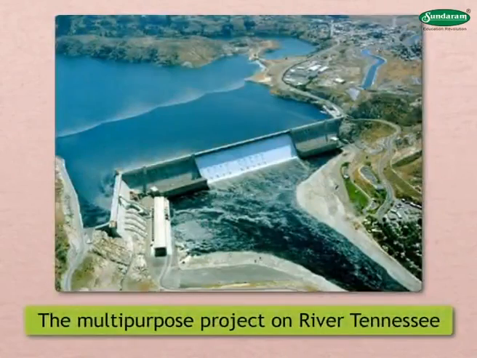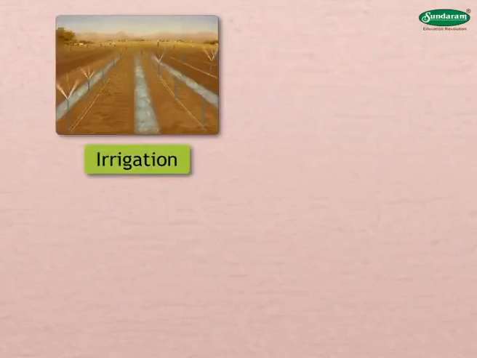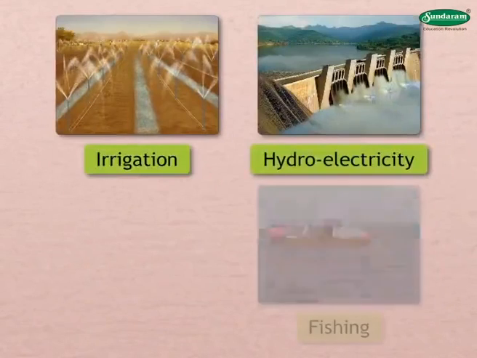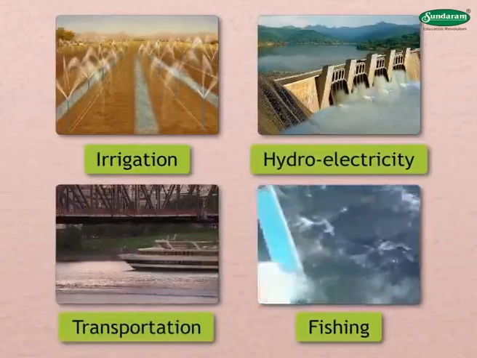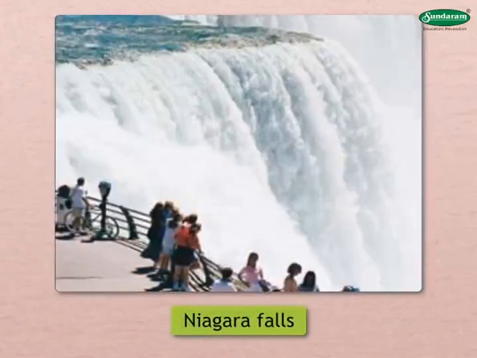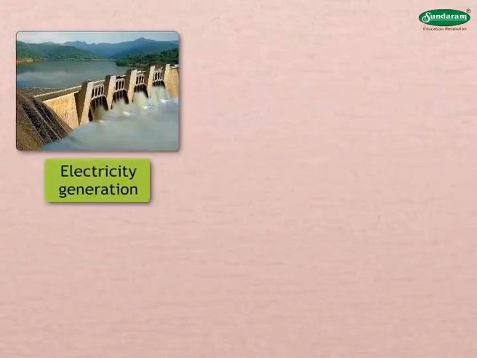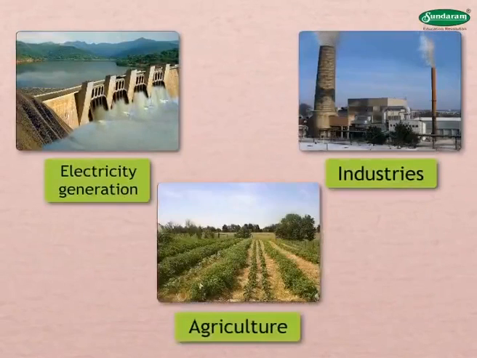The multipurpose project on River Tennessee is known as an ideal one the world over. It serves the purpose of irrigation, hydroelectricity, fishing, transportation, etc. Lakes like the Great Lakes, Great Salt Lake, and Winnipeg are located in this continent. The Niagara Falls on the Niagara River are a prime tourist attraction. The available water resources have been used mainly for the purpose of electricity generation, industries, and agriculture.